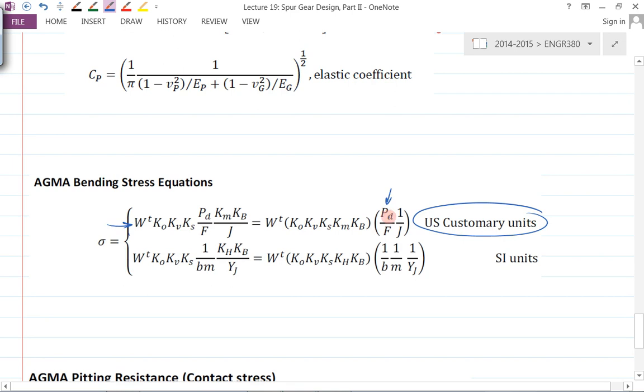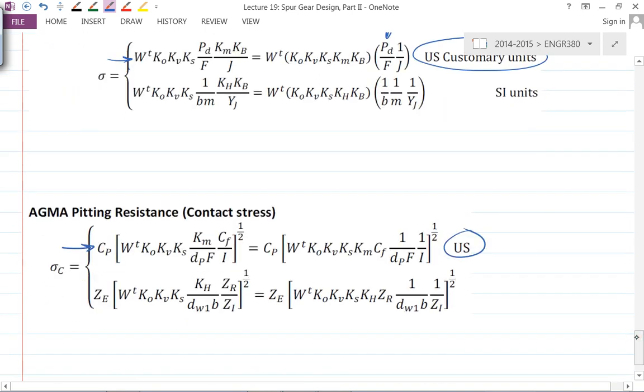PD is the diametral pitch. Sometimes I use the capital P in that equation, right? But here, to be consistent with the textbook, we're using PD for diametral pitch. Some other factors: KO is called the loading factor, KV is the dynamic effect factor, KS is the size factor, Km is called the misalignment factor, and Kb is called the rim thickness factor. So basically, you're protecting yourself against all different kinds of possibilities, right?